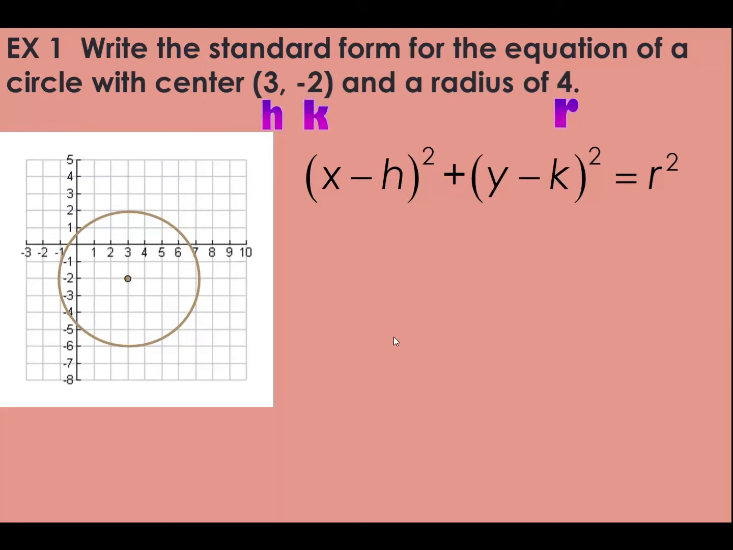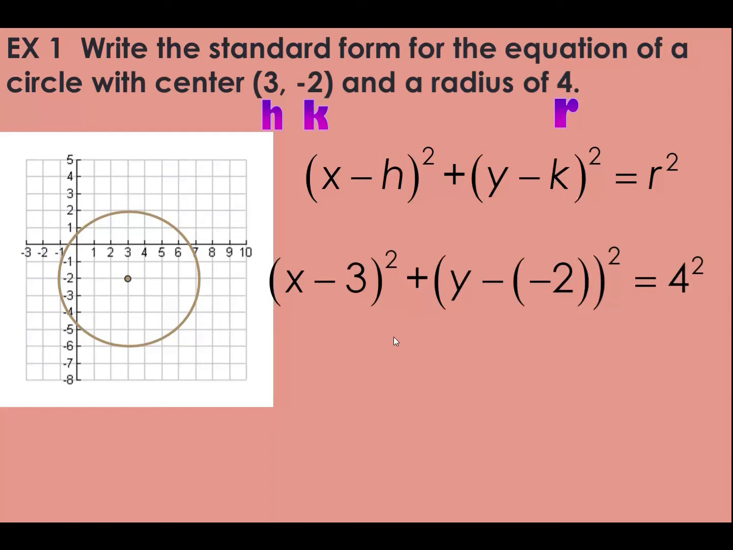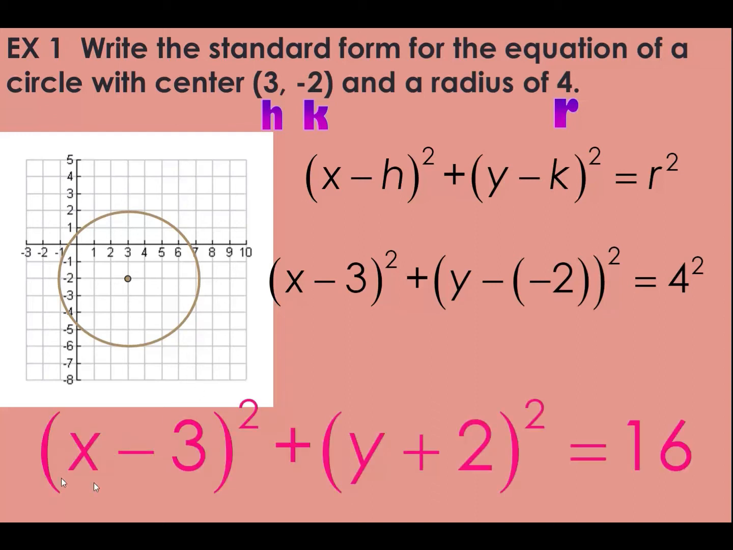h is 3 and k is negative 2, and the radius is 4, so it will be x minus 3 squared plus y minus negative 2 squared equals 4 squared, and it will be x minus 3 squared plus y plus 2 squared equals 16. And if it's given the standard form, and you are asked to find the center and the radius, just flip the signs of negative 3 and 2, so the center will be (3, negative 2), and take the square root of 16, you get 4. This is called the standard form.